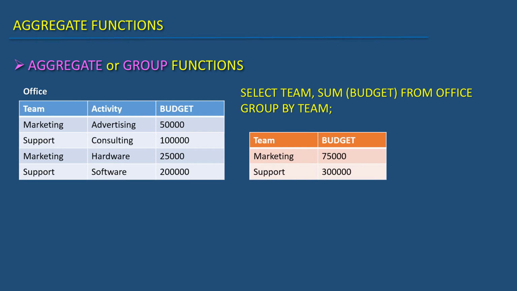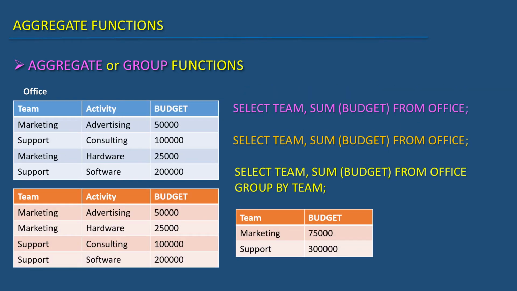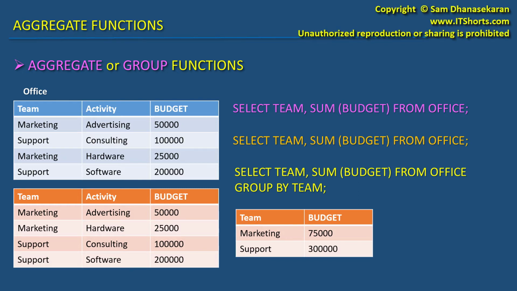It is also possible to have group functions to split the rows into subgroups and do calculations on each subgroup. For example, we can find the total budget of each team using this SQL with a group by clause. Let's go back a bit and understand the whole scenario. If I needed the total budget, I would have done just select sum budget from Office. But I need the total budget for the individual teams and not perhaps the whole company.